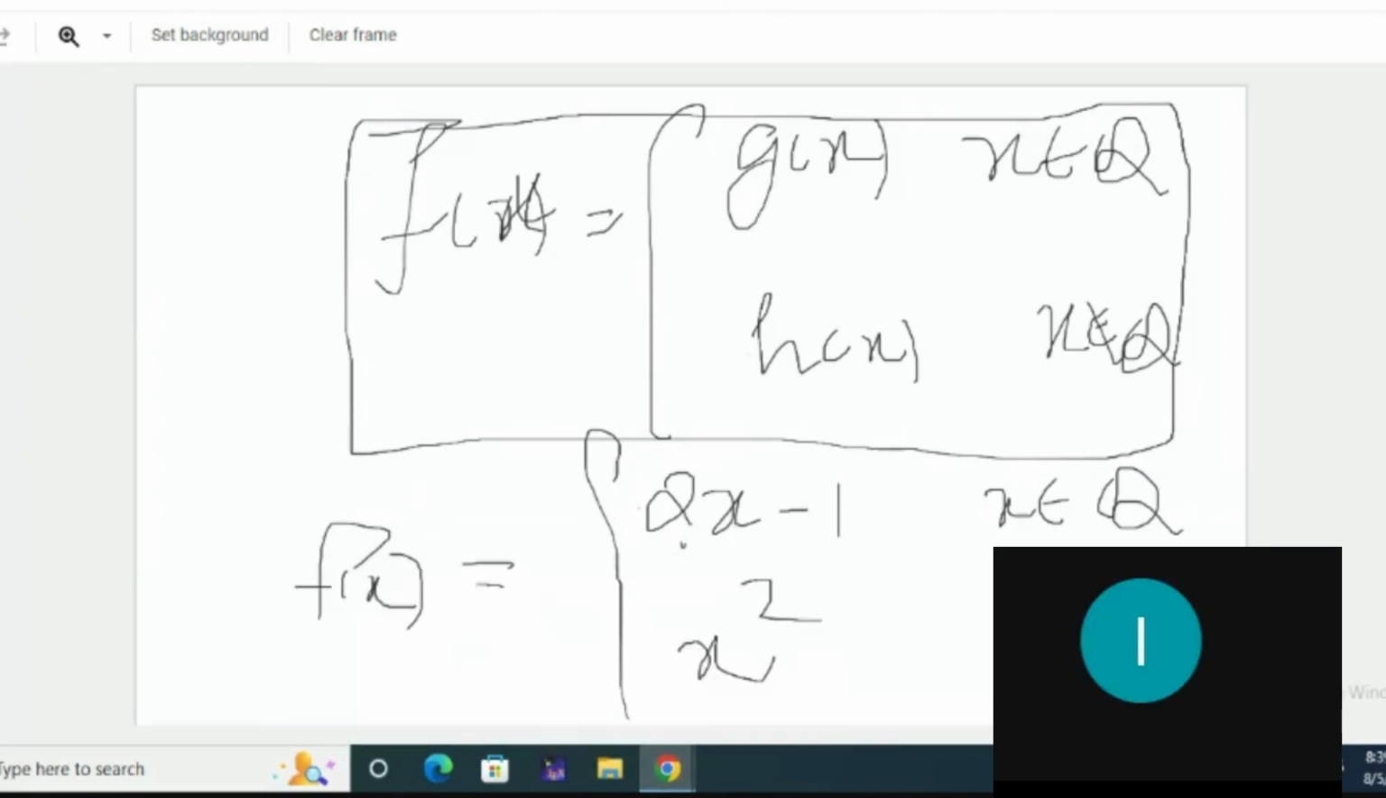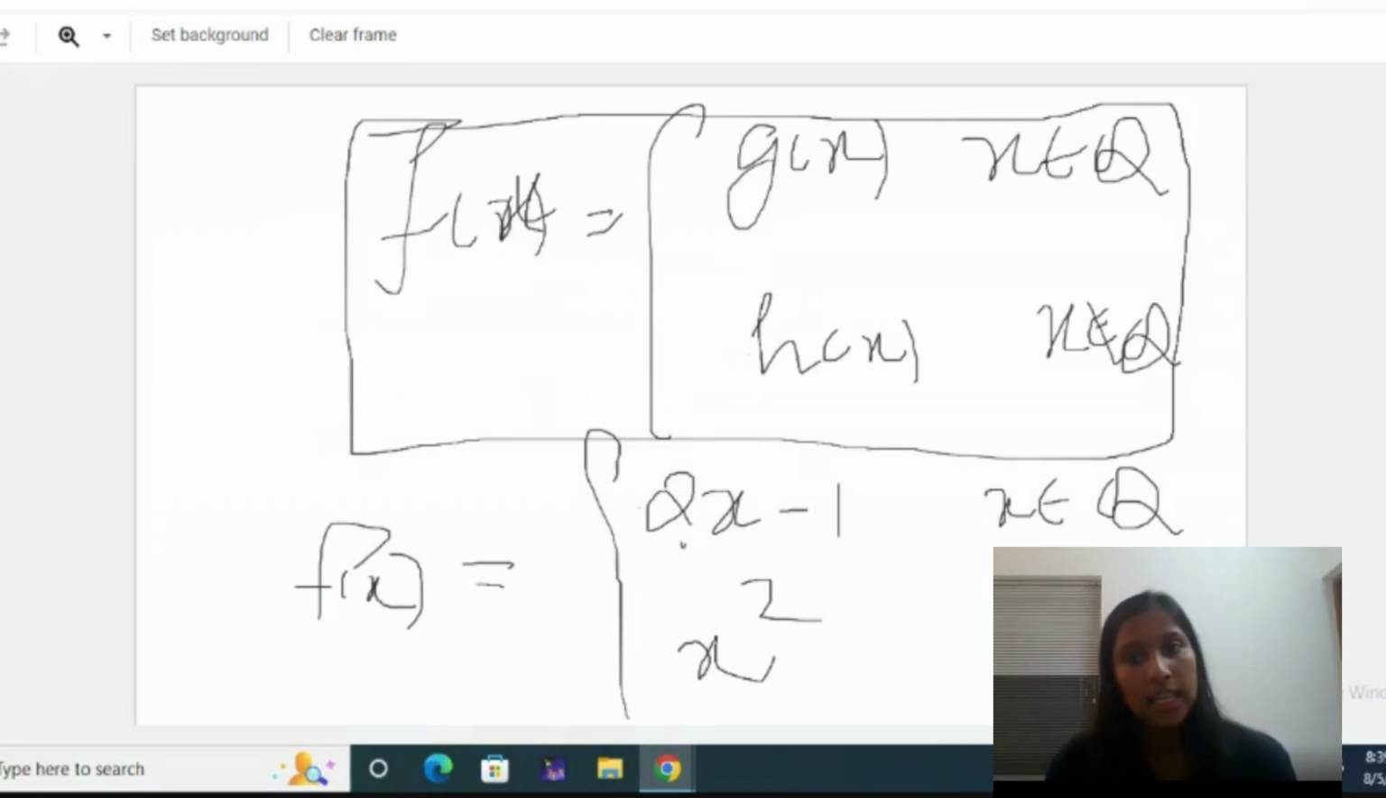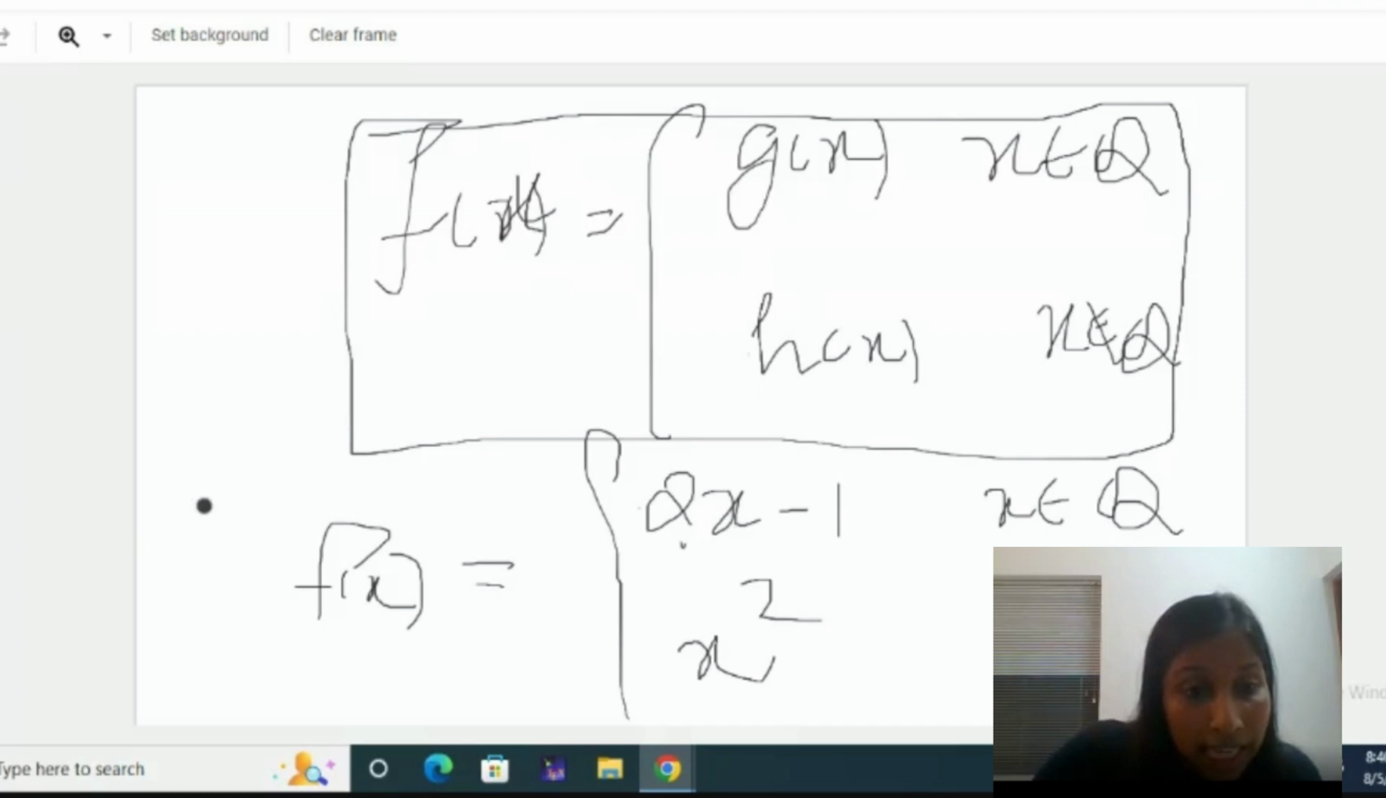Yeah, let f of x be a function such that at rational numbers, we have two functions, g of x and h of x, defined on the real line. And f of x is a new function defined like this: g of x for x belonging to q, and h of x for x not belonging to q, that is at irrational numbers. So the question is: which are the points where the function's limit does exist? How can you find such points? Anyone need clarity for this example?